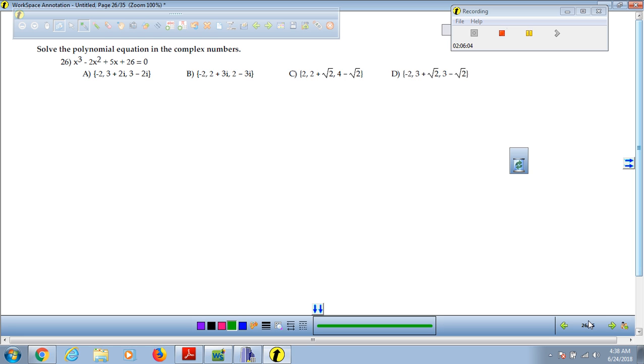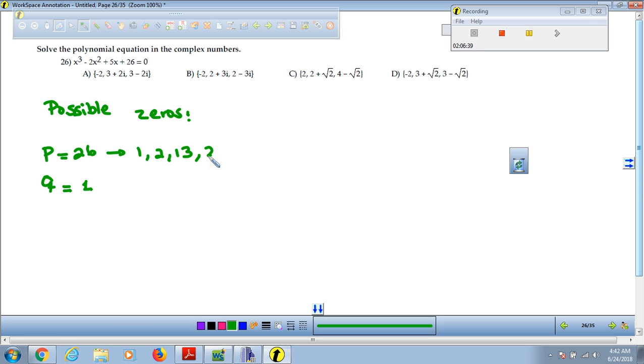Solve the polynomial equation in the complex numbers. Okay, so here is where you're going to do that long process with the synthetic division and all that. So we're going to start by finding the possible zeros. My P is 26, my Q is 1. So this is divisible by 1, by 2, by 13, and by 26. And this is just divisible by itself, by 1.